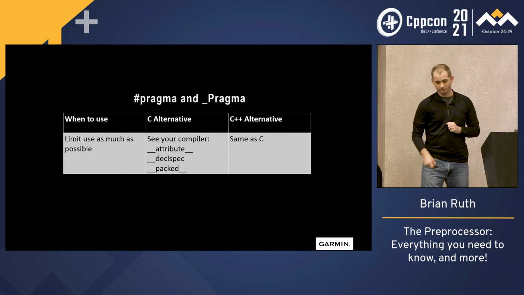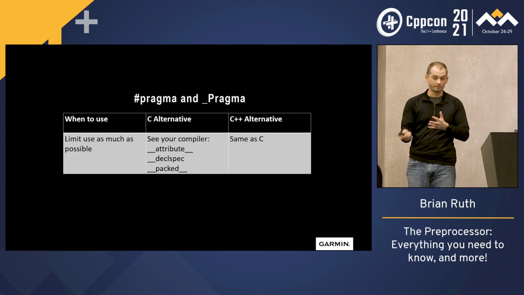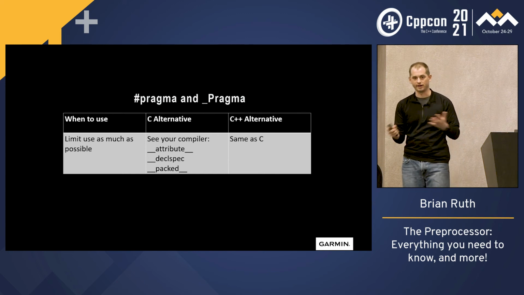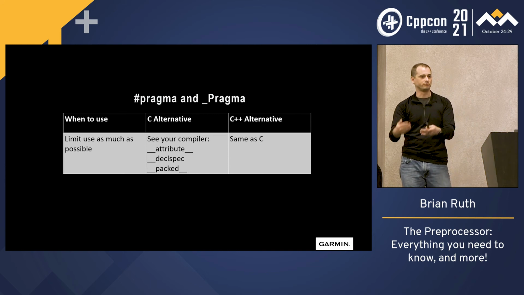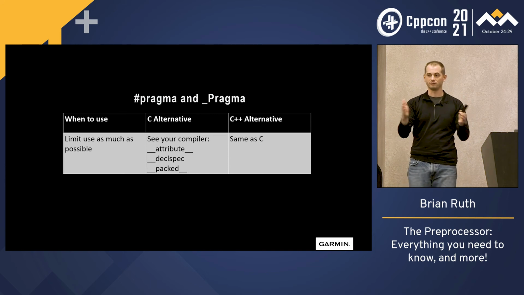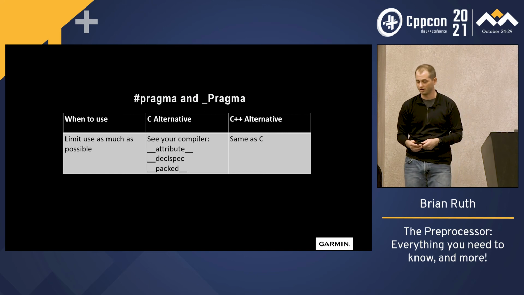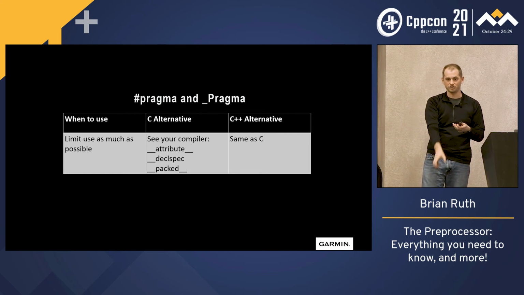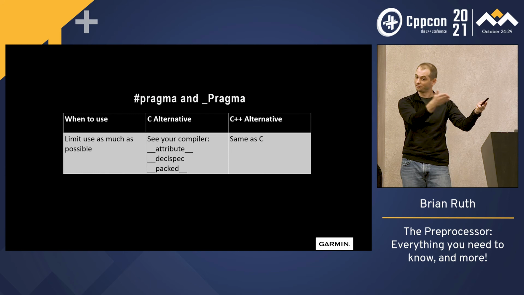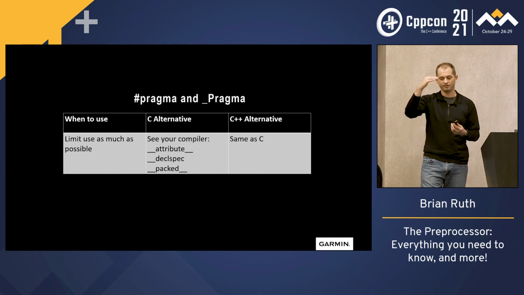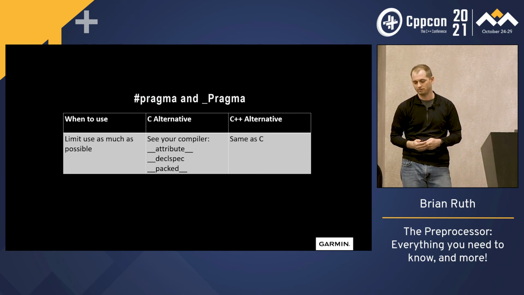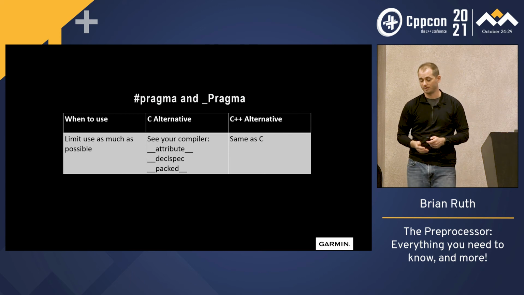So underscore pragma and pragma: limit the use as much as possible. It's non-portable in the sense that it works specifically on certain versions and different compilers, so it's not necessarily going to work across them. It also confuses the entire build system if someone's trying to reason about how your code is being compiled, because it's going to subtly change things in the code itself, not in the build system. For C, there are attributes. Your compiler has double underscore attributes and declspec. These are a little bit more specific, but again, not very portable. And for C++, same as C.